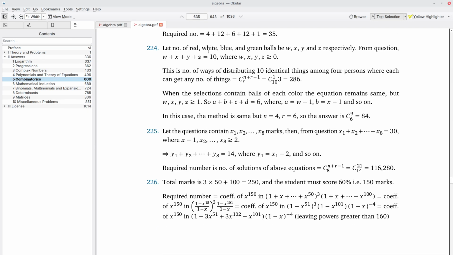Let the number of red, white, blue, and green balls be W, X, Y, Z respectively. Then W + X + Y + Z = 10, where W, X, Y, Z are greater than or equal to 0. So this is the number of ways of distributing 10 identical things among 4 persons, where each can get any number of things. N is 10, R is 4, so it is 13C10, which is 286.